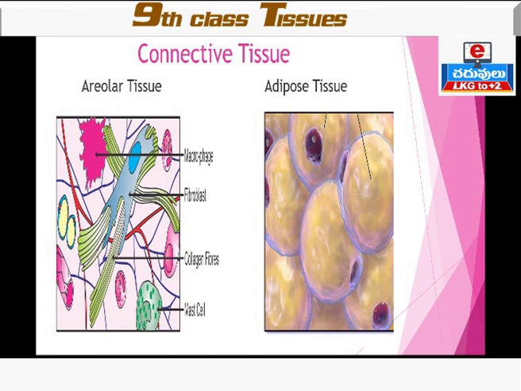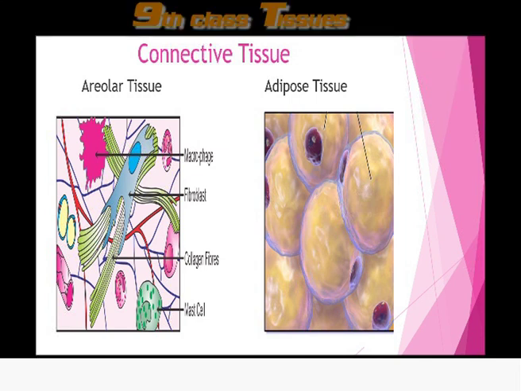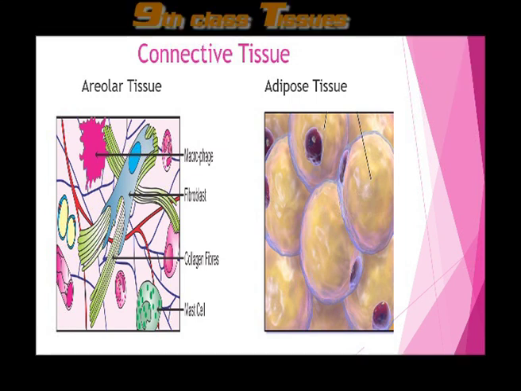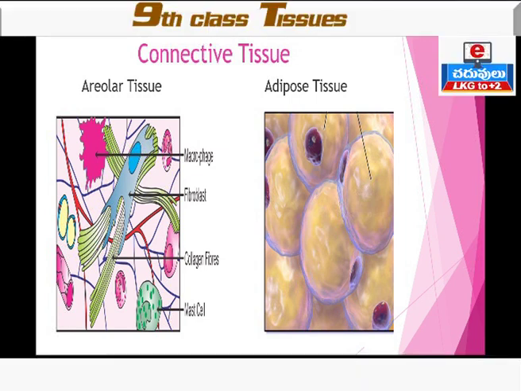Now let us discuss other connective tissues. One is areolar and another one is adipose tissue. Looking at the picture, you can see areolar tissue, a loose connective tissue, consists of macrophages, fibroblasts, collagen fibers and mast cells. In adipose tissue, you can see that it consists of large cells called adipocytes that contain fat globules. So it acts as a fat reservoir.